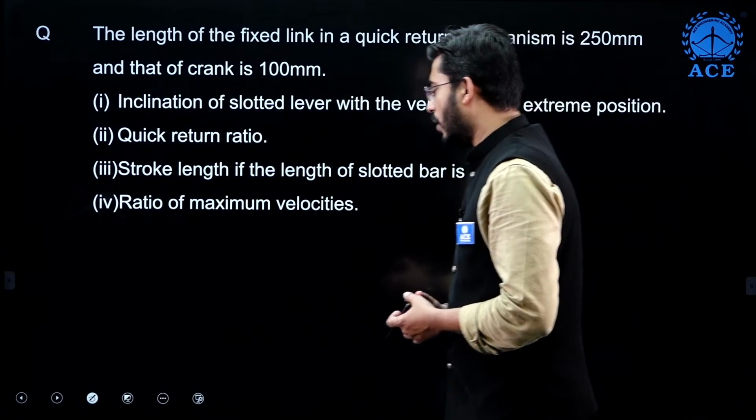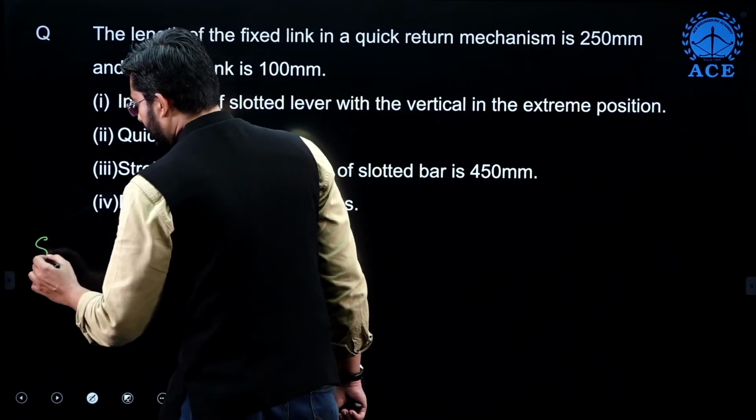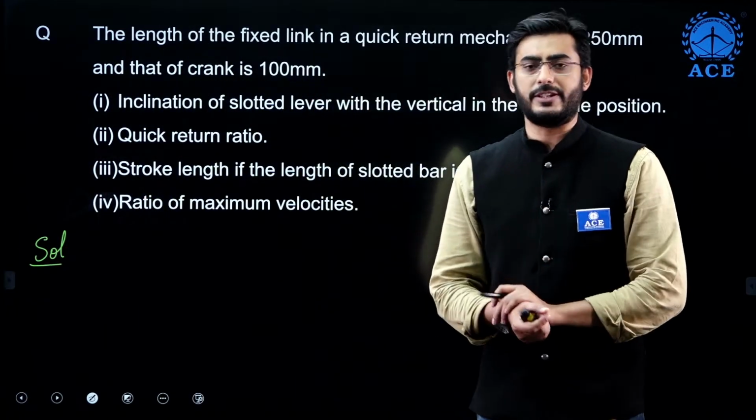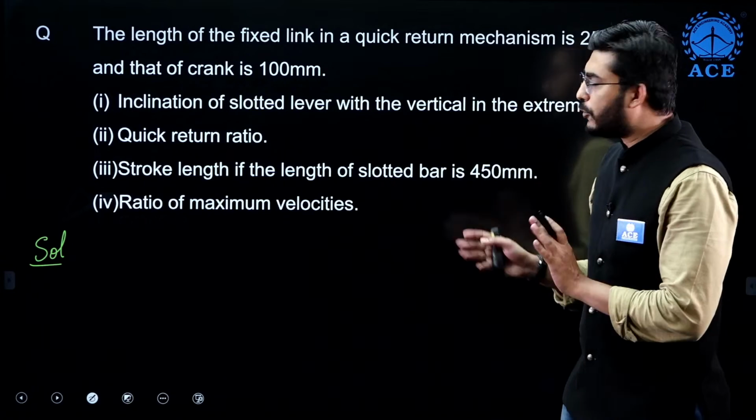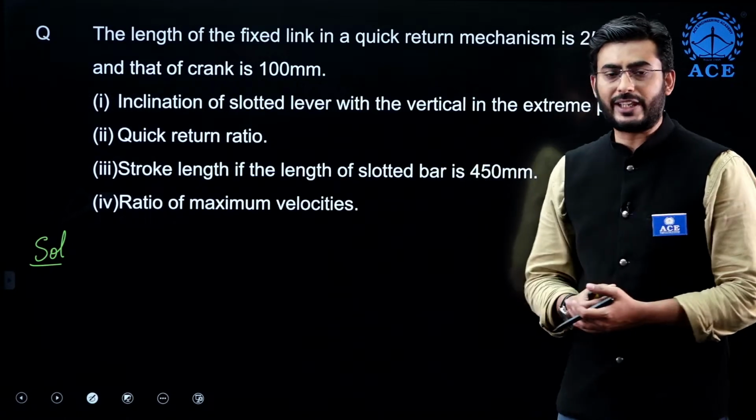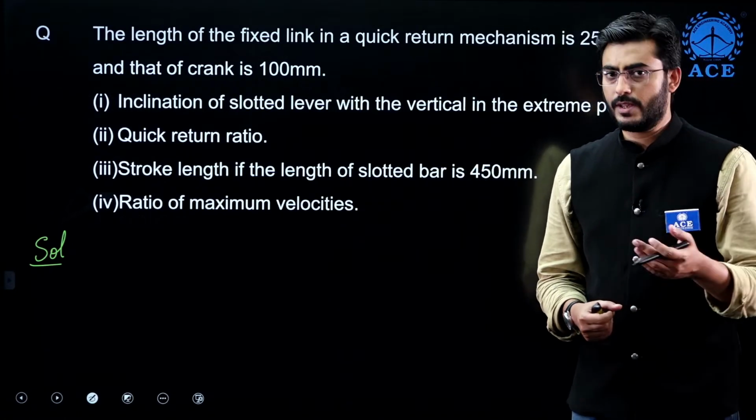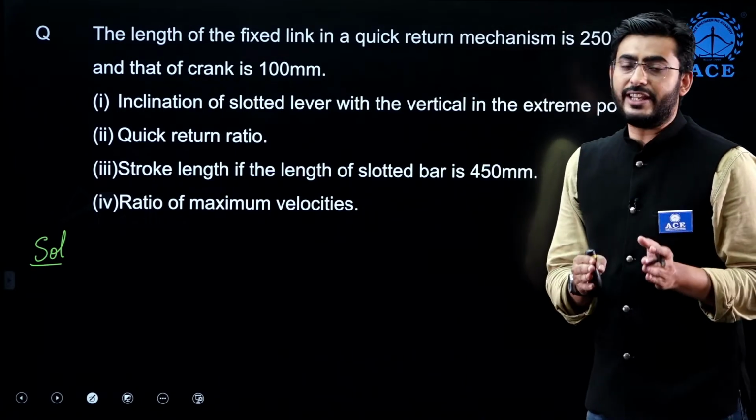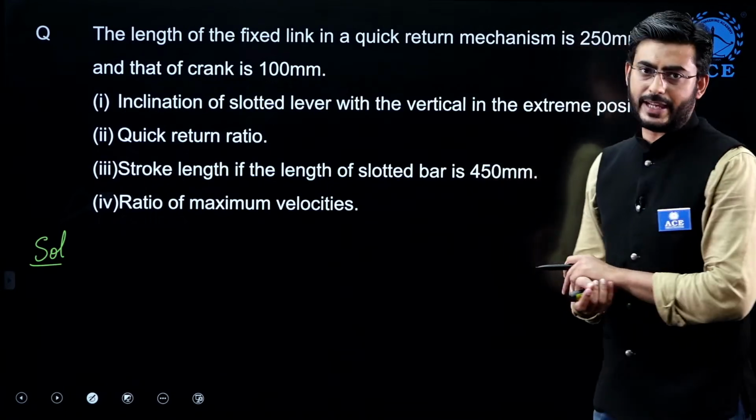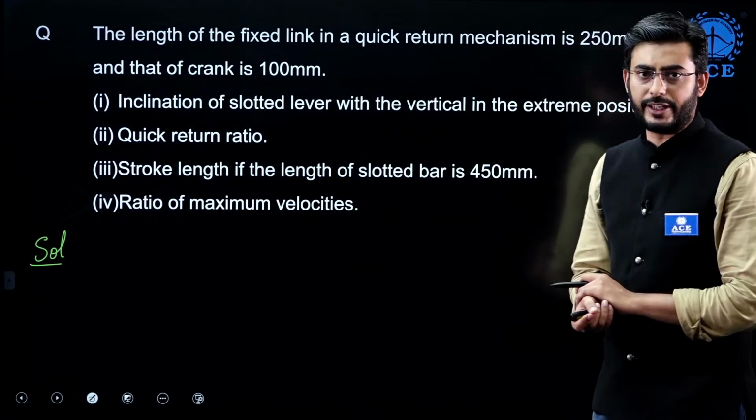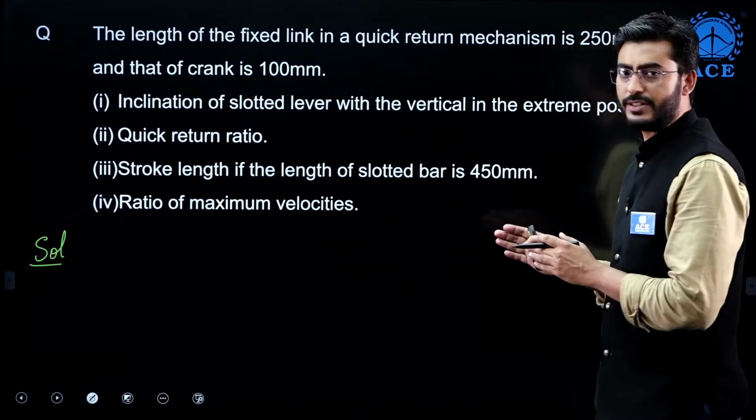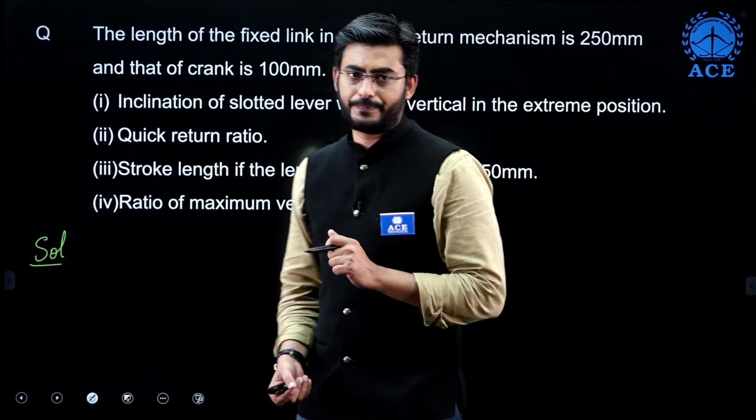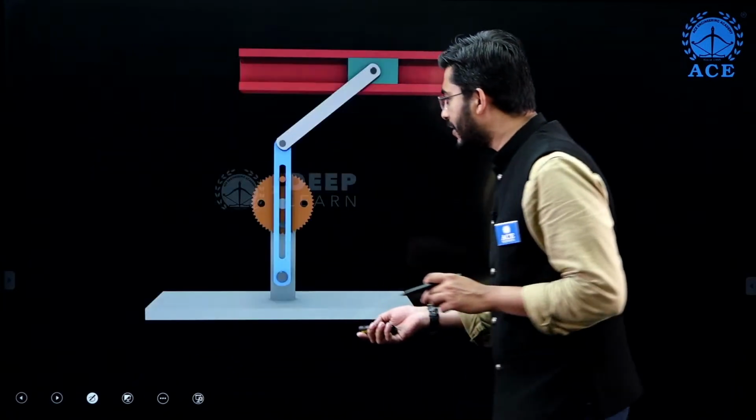What is happening here is that the type of quick return mechanism is not at all mentioned to us. We are supposed to identify which type of quick return mechanism is given. Secondly, after knowing the inversions of the crank slider mechanism, only then can we identify whether this mechanism is a crank slotted lever or a Whitworth mechanism. So let us go through the animations.